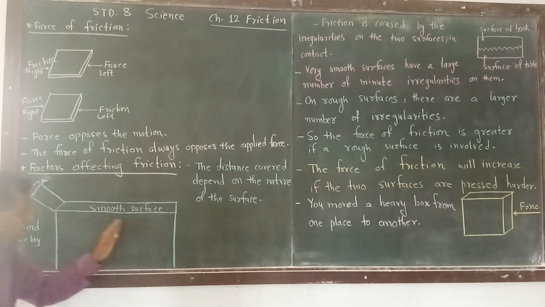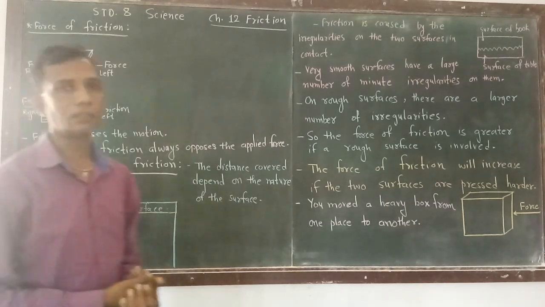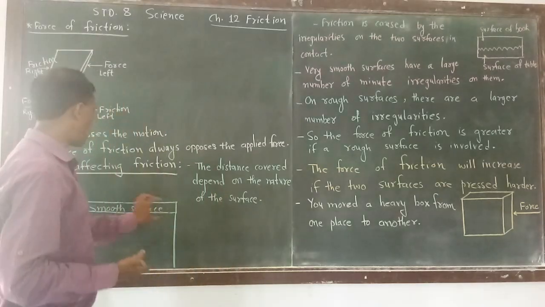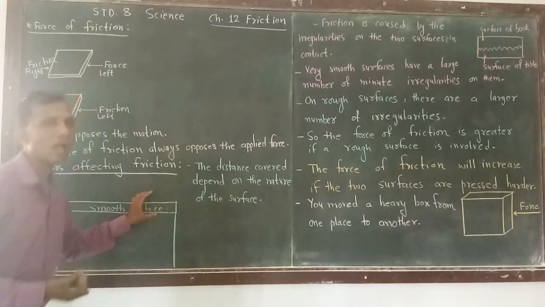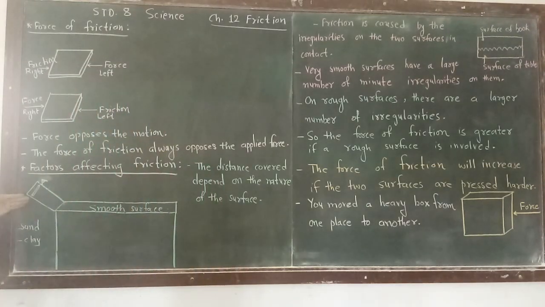Now we take sand. Spread the sand over the cotton cloth and repeat the activity. Roll the pencil from point A. Obviously, it covers a very short distance.